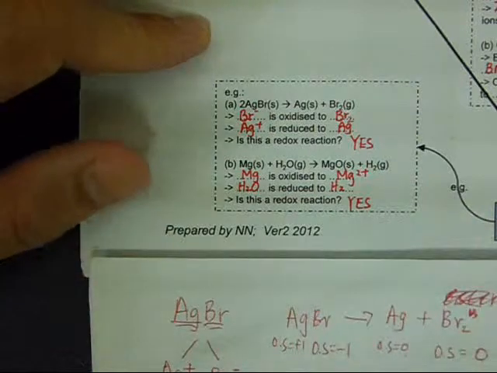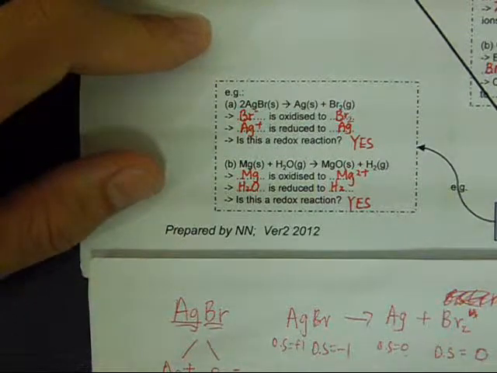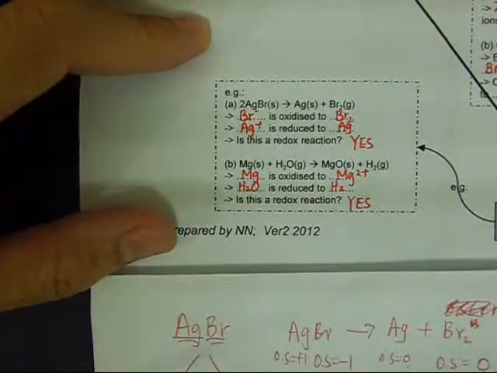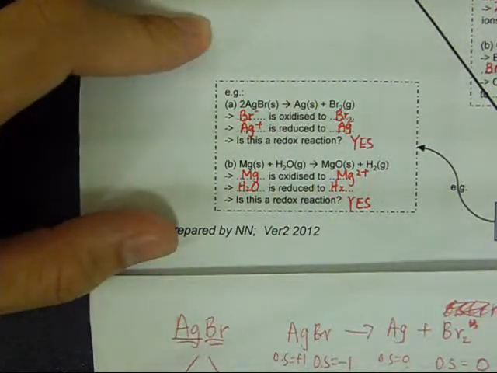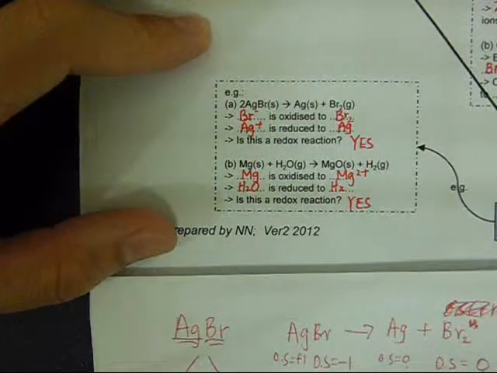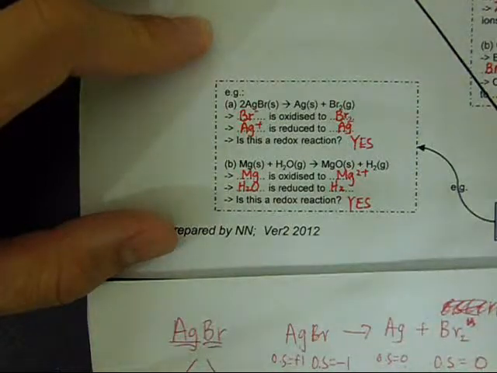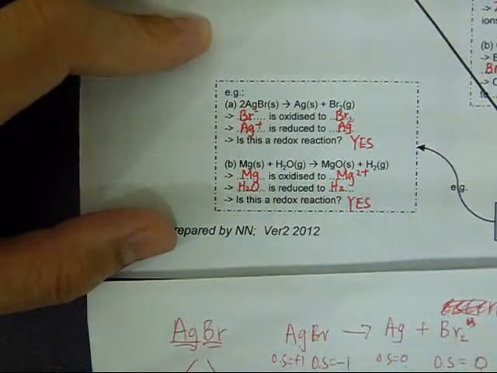So this is how to look at whether a chemical reaction is a redox reaction. Look at whether there is any substance that gets oxidized, and then look at whether there is any substance that gets reduced. If the answers to both questions are yes, then it is a redox reaction.